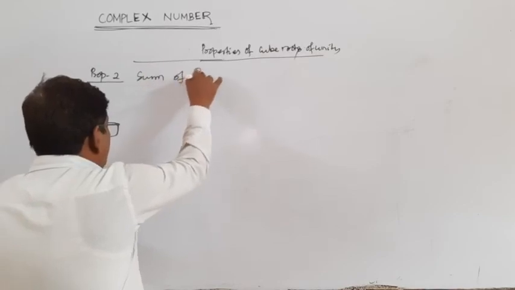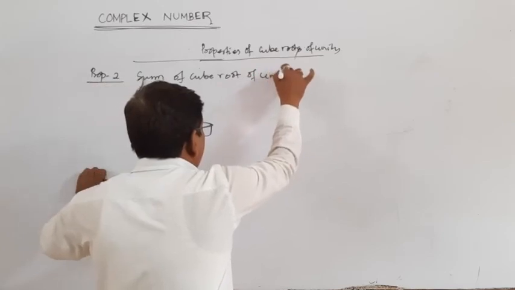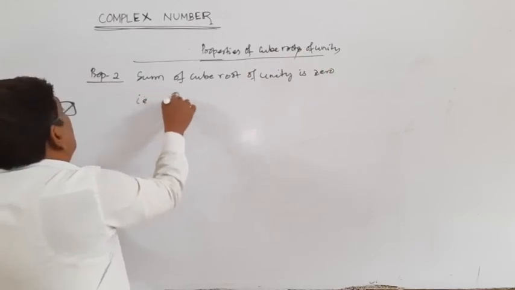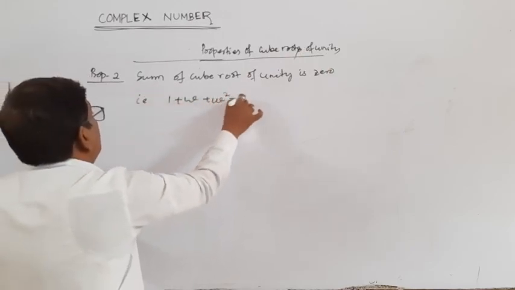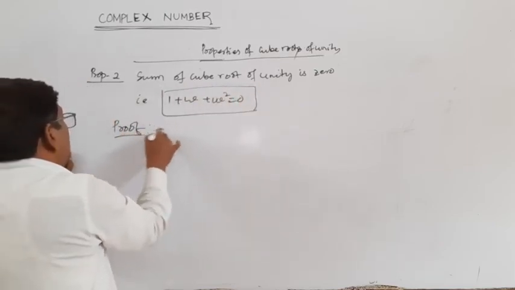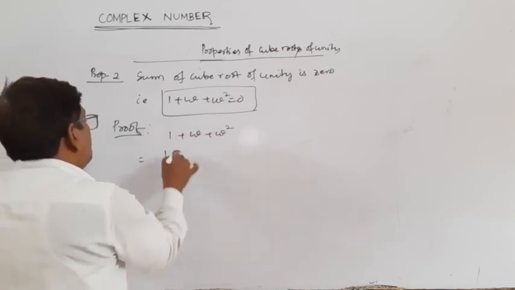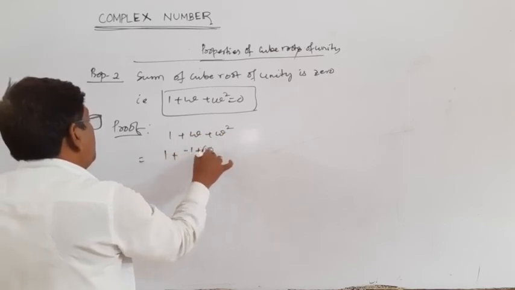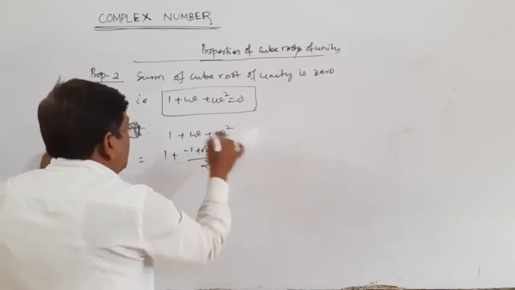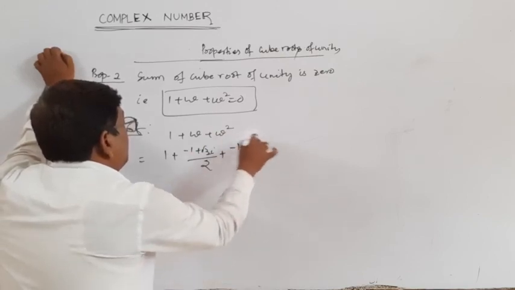Sum of the cube roots of unity is 0. That is, 1 plus omega plus omega square is equal to 0. This is the formula. Now the proof: 1 plus omega plus omega square. Suppose omega is minus 1 plus root 3i by 2, and this omega square will be what? Its opposite sign, that is minus 1 minus root 3i by 2.